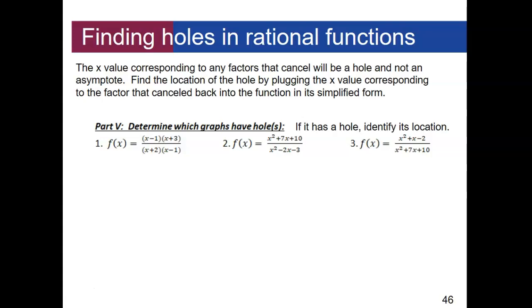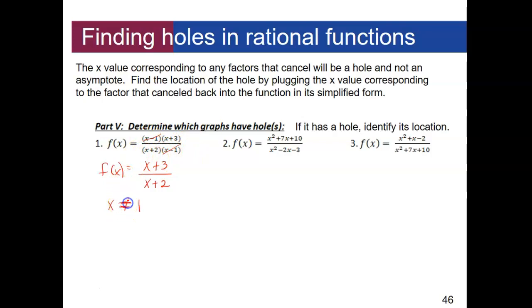Here's a couple that I want to go through and look at the examples of. You're asked to determine whether the graphs have holes, and if it does have a hole, to identify the location of the hole. When we look at this function here, we have two polynomials, but they do have a common factor. So they're going to cancel and reduce down to x plus 3 over x plus 2. But we don't lose the domain restriction that we had, because x still cannot be 1.